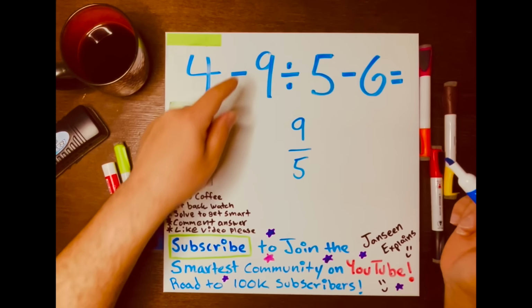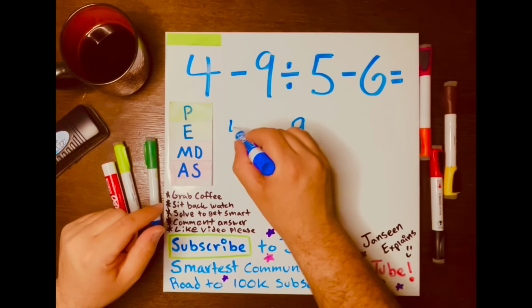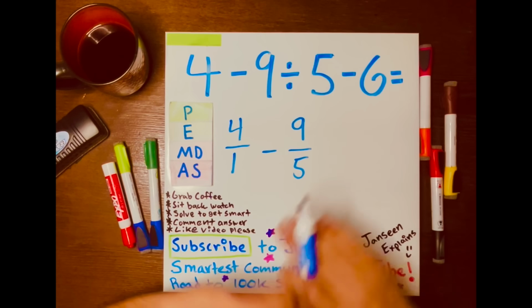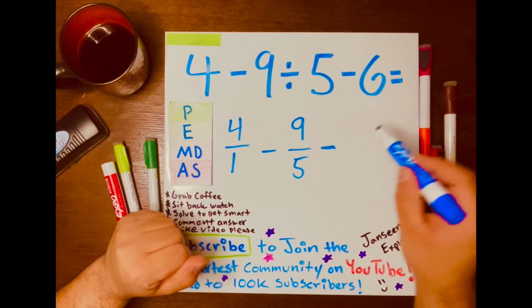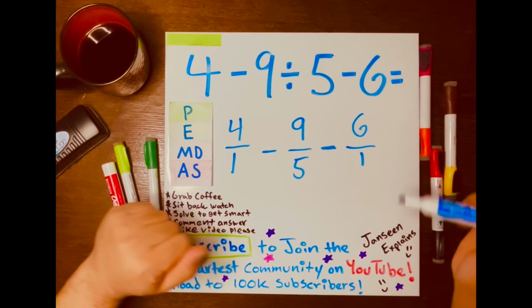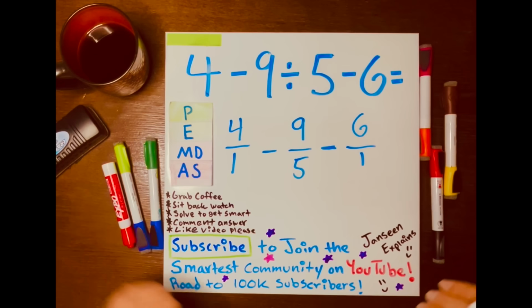9 over 5. Let's bring that minus sign down. And let's bring that 4 down, but in a fraction form to make the math fun and easy. 4 over 1 equals 4, it does not change the 4. And then let's bring that minus down. And let's bring that 6 down, but in a fraction form to make the math fun and easy. 6 over 1 equals 6, it does not change the 6. And so now we're looking at this.